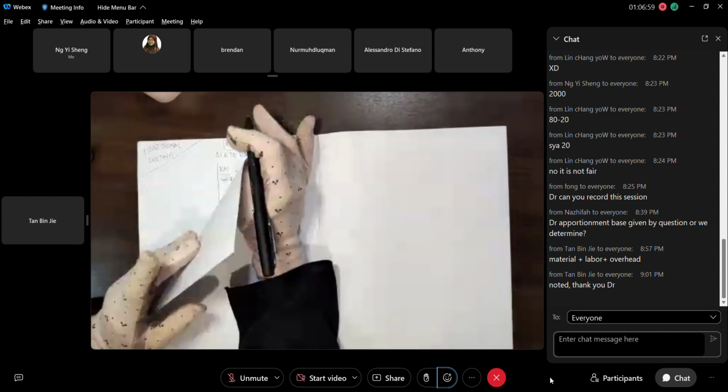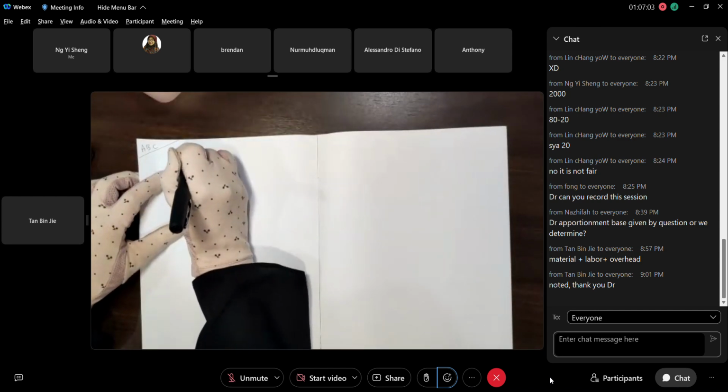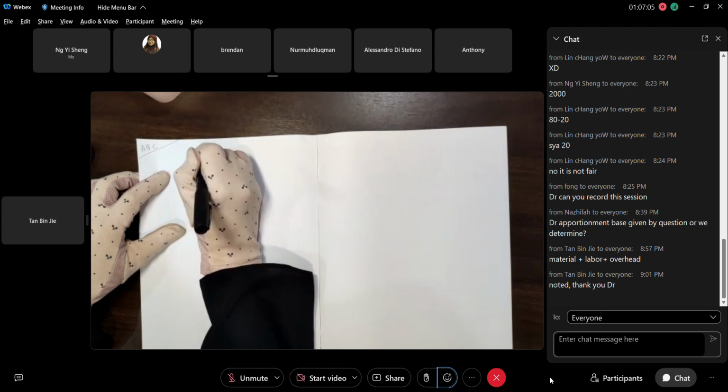Okay, same as the first part, and we have the material. Okay, saya letak tepi sikit sebab dah ada jawapannya. Okay, material.